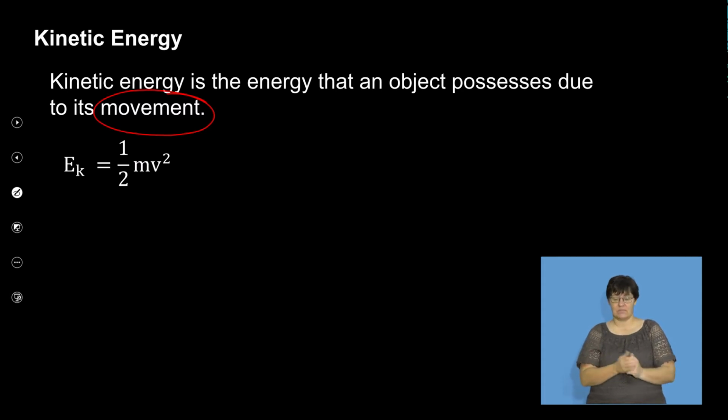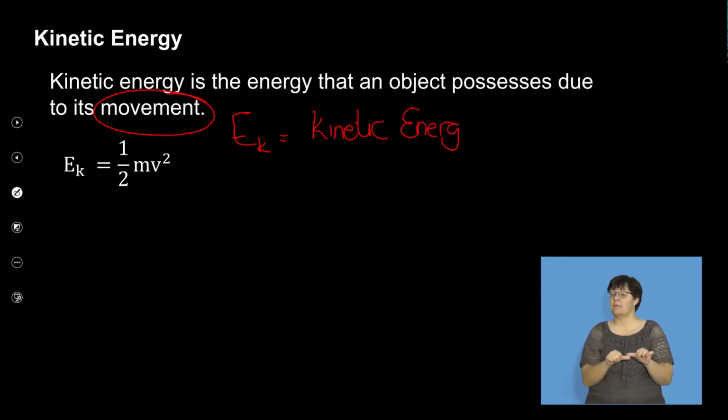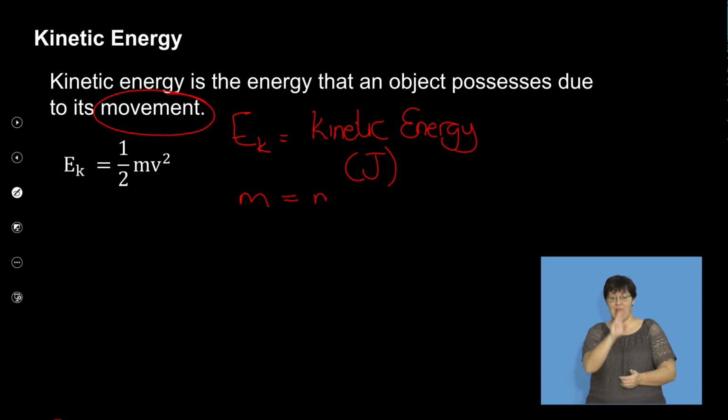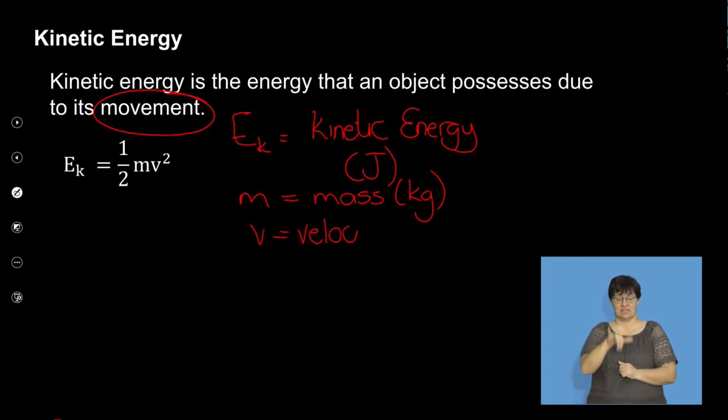The equation is EK equals a half mv squared, where EK is kinetic energy. Again, it's measured in joules. Half is a half, it's a constant. M is mass, again measured in kilograms. And V is velocity. Sometimes they're going to describe that as speed. It's the motion, it's in meters per second.